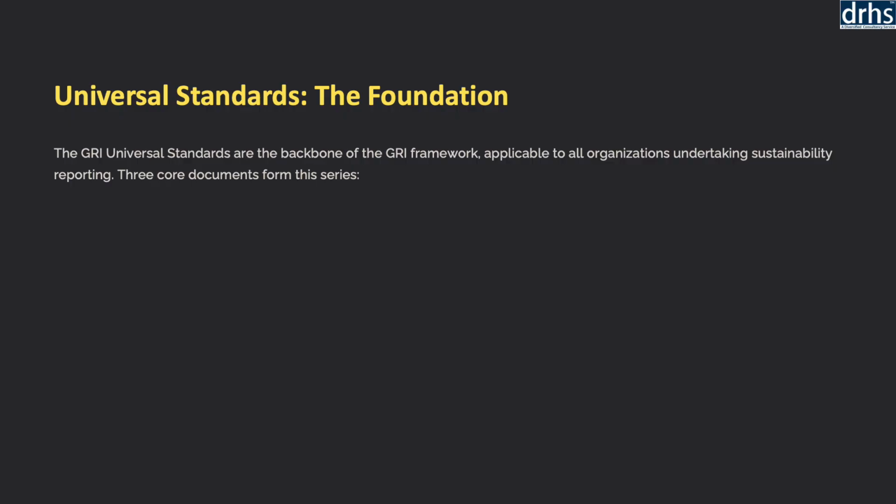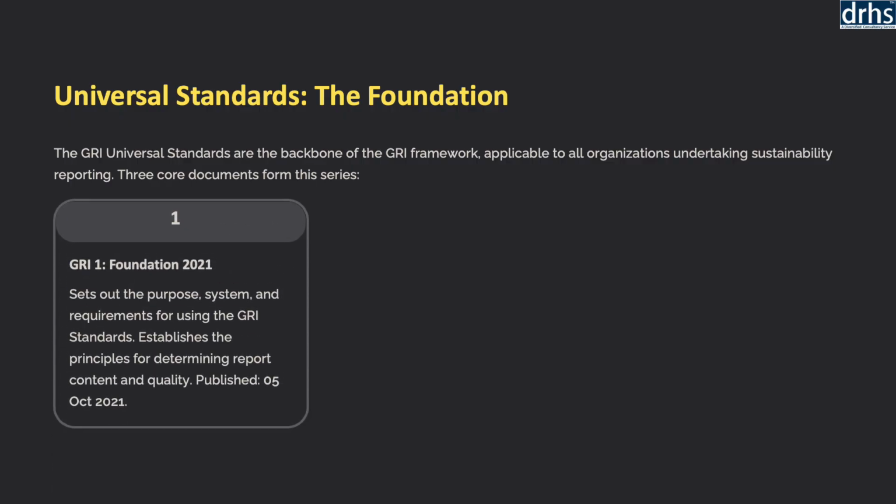At the forefront is GRI 1, Foundation, 2021, which articulates the purpose, system, and authoritative principles of the GRI framework. It establishes the essential concepts of impact-based reporting, thereby guiding organizations to align disclosures with their most significant economic, environmental, and social effects.